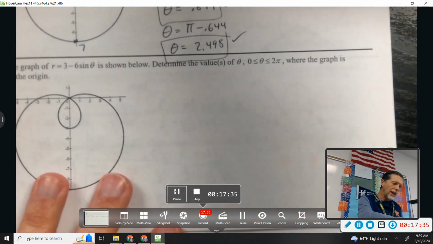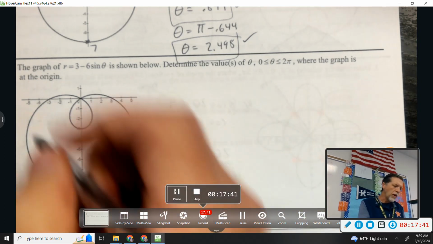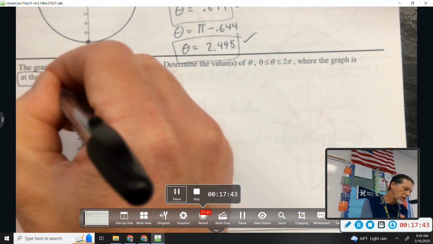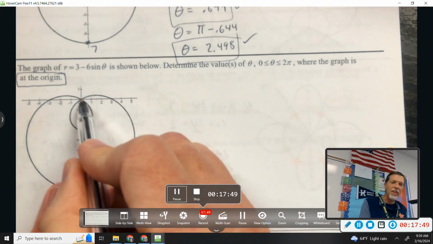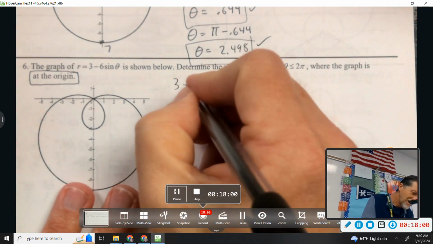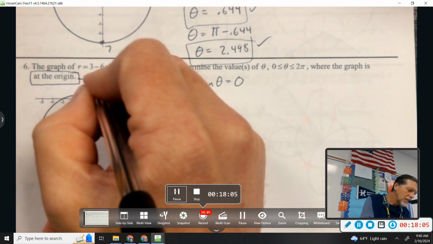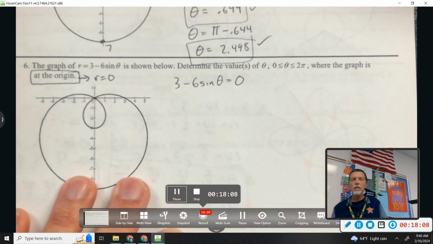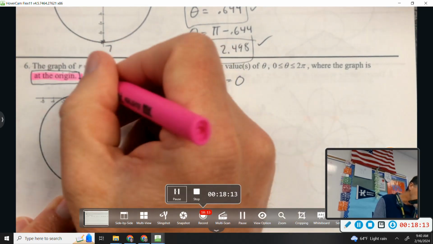Okay, last one's a little bit weird. Different anyway. Determine the values where the graph is at the origin. It's like, well, in some ways it's at the origin right there. But right there, I need to know that angle. So what's equal to 0? The 3 minus 6 sine theta. So we'll set r equal to 0, because if r is 0, then you're at the origin. So that's just at the origin means the same thing as r equals 0.